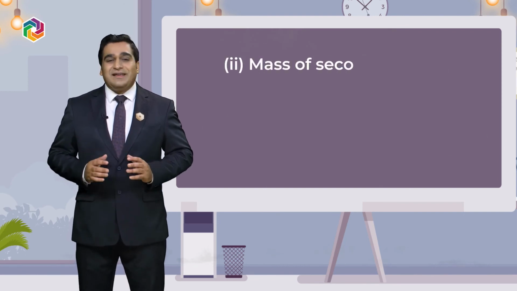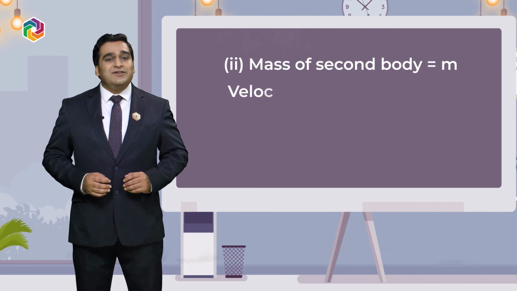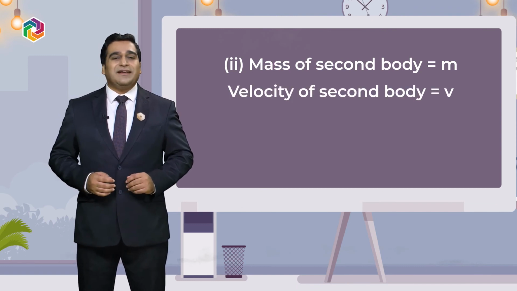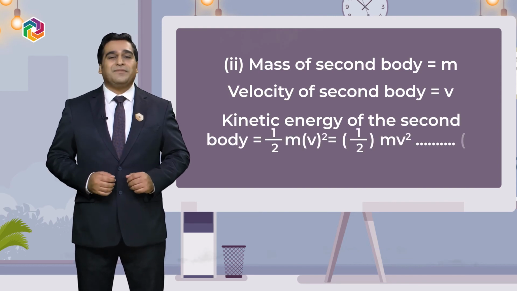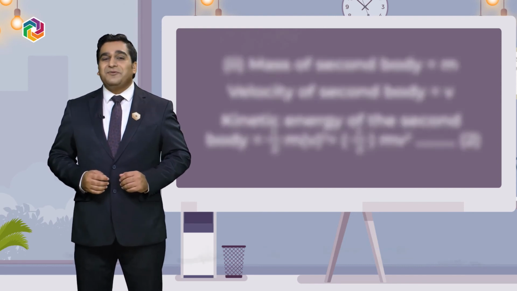Mass of the second body is equal to m. Velocity of the second body is equal to v. Kinetic energy of the second body is equal to half mv square. Let's keep this as equation number 2.